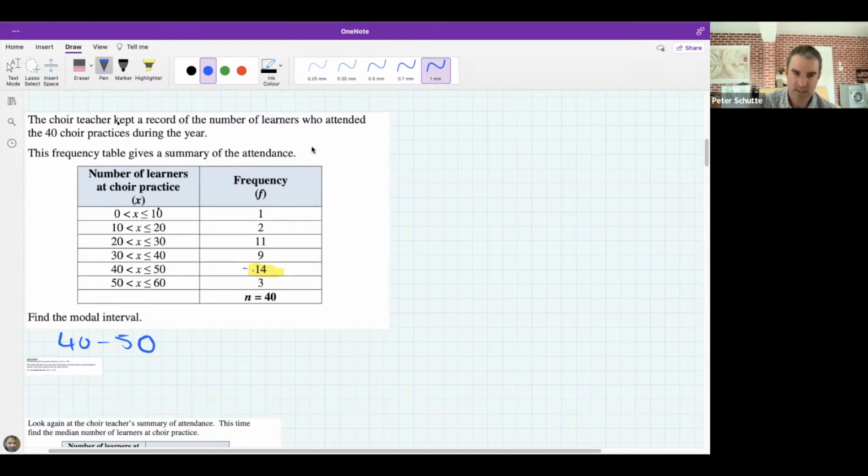The next thing I want you to calculate is the median interval. So I want you to think back to what we did in the previous question and find me the median interval. And know that the data is already arranged from smallest to biggest. And so all you need to think about is the position. And then once you know the position, which column or which row corresponds to that position. So just take a moment to do that now.